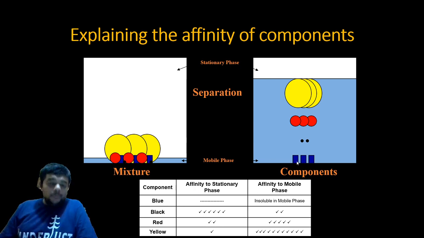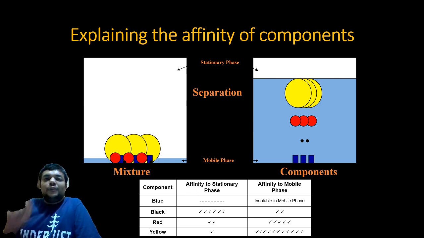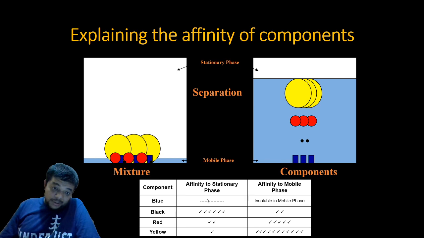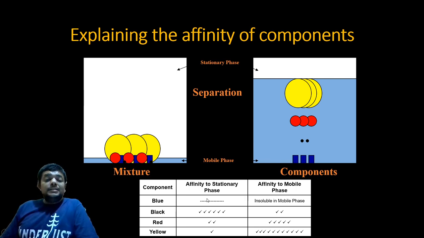Over here, the blue particles are not moving. If the blue particles are not moving, what is its affinity with the stationary phase? It cannot be dash dash dash, it has to be maximum. So over here, that has to be a large number of tick marks. Large number of tick marks has to be placed over here, where we can say that it has the highest affinity with the stationary phase.